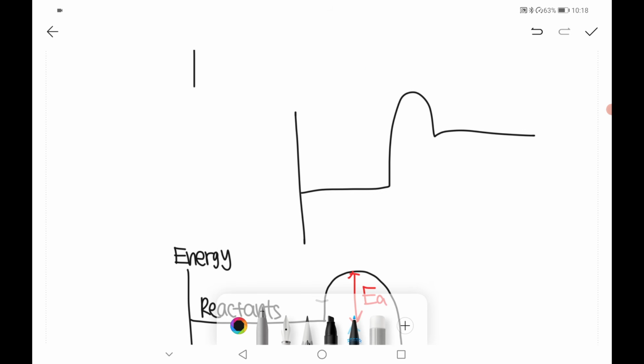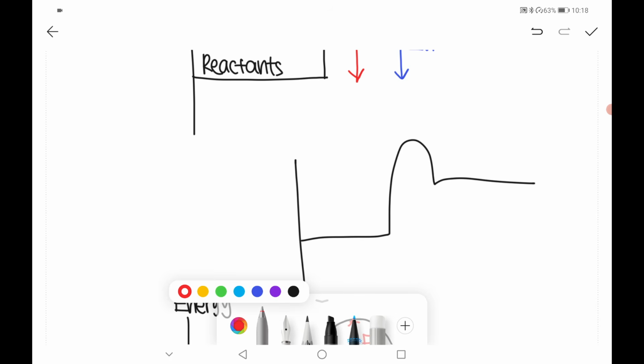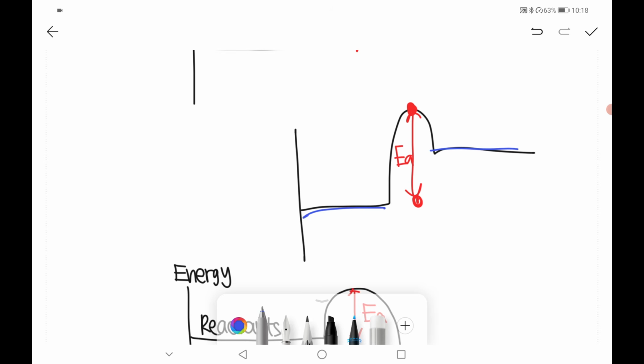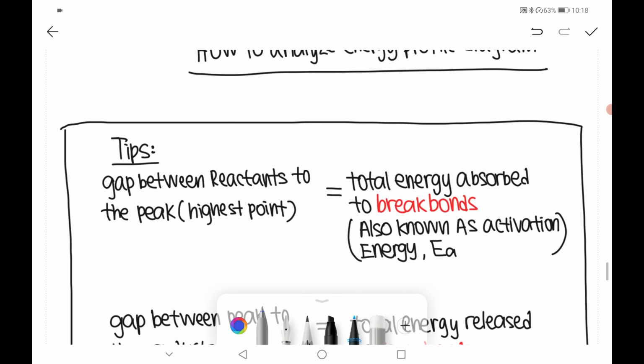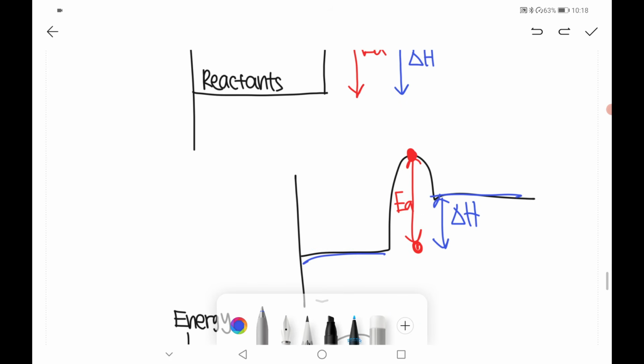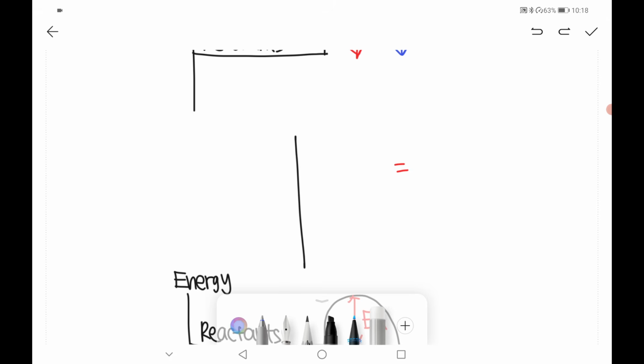How do we get the activation energy? It is from the peak to the reactant. So here is the activation energy. Where is the delta H? Delta H is the gap between the staircase. These are the two important things, the delta H and the activation energy. If you don't know the breaking bond and forming bond, it's okay. Let's try one more example.